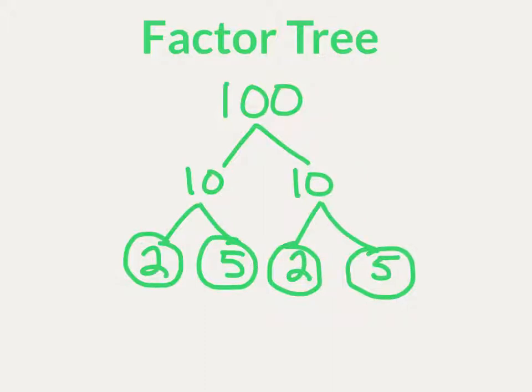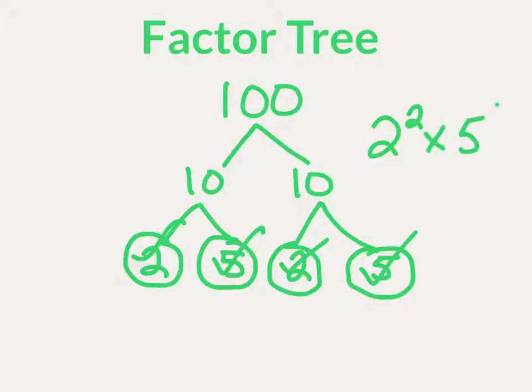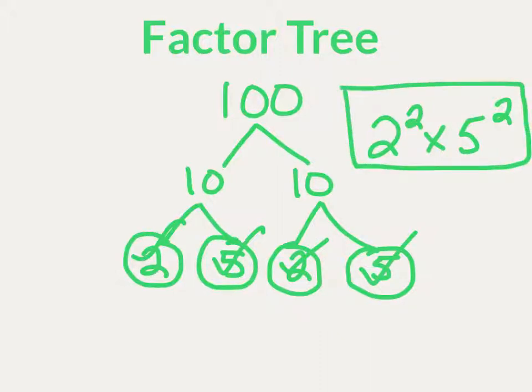I have 1, 2, and I have a second 2. So I write 2 squared, 2 times 2. I have 1 5 and a second 5, so 5 squared, 5 times 5. The prime factorization of the number 100 written with exponents is 2 squared times 5 squared.